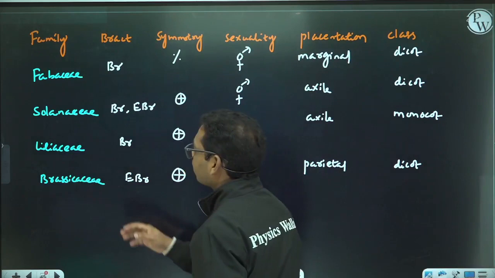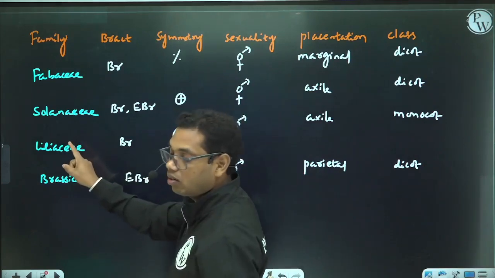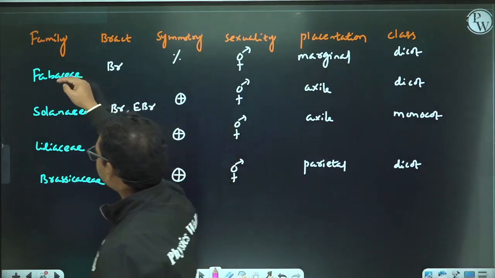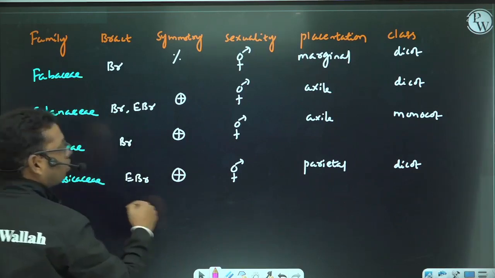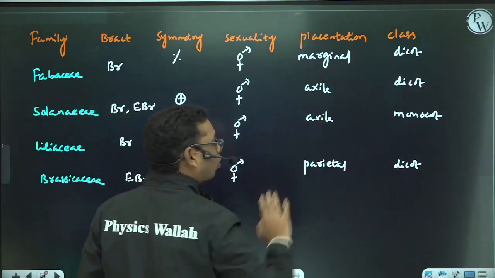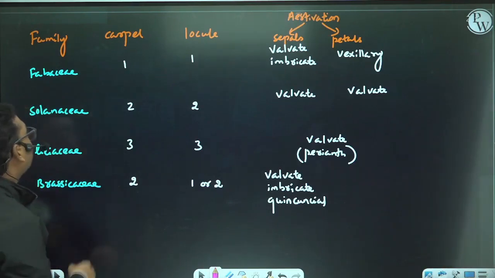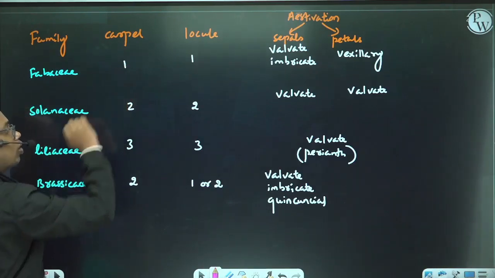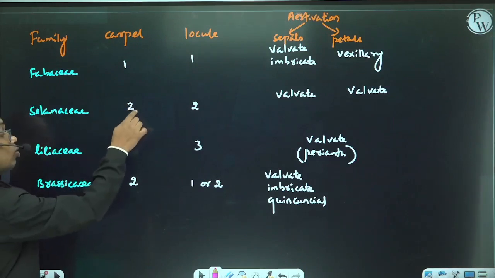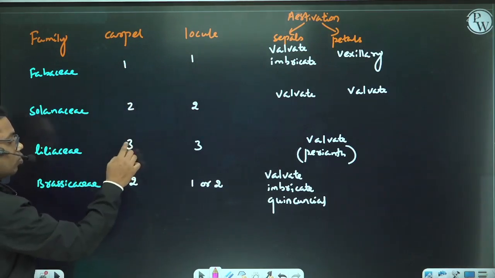What about the class? Liliaceae is monocot, whereas Fabaceae, Solanaceae and Brassicaceae, they are dicot. Okay, Liliaceae is monocot. Okay. Now, what about the carpel? Fabaceae has one carpel, so monocarpellary condition. Solanaceae has two carpels, so bicarpellary condition. Liliaceae has three carpels, so tricarpellary condition.